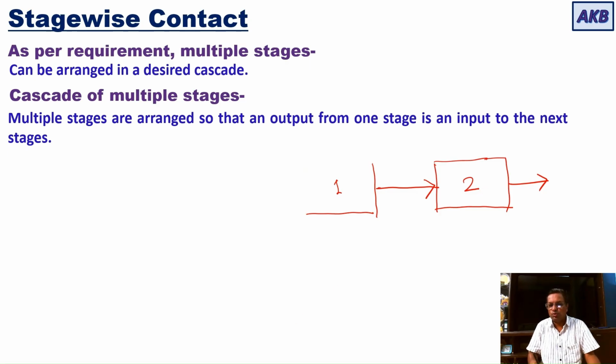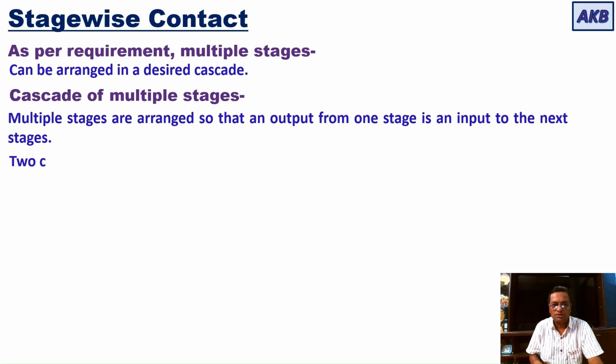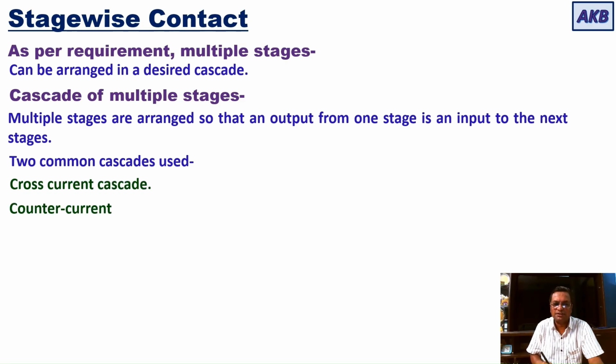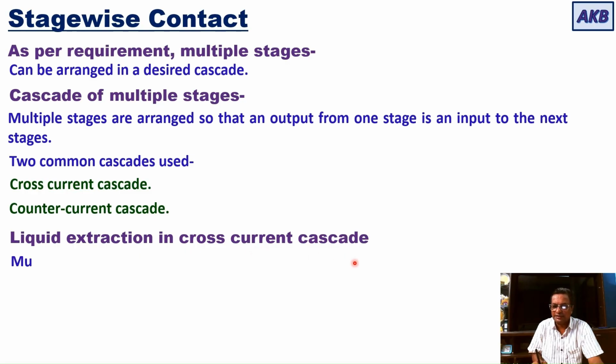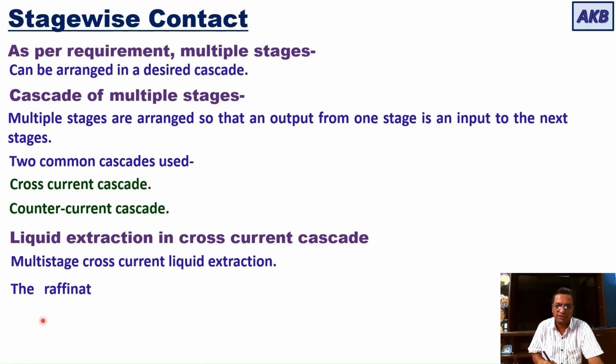Two such cascades are very common in liquid extraction. One is the cross-current cascade and the other one is the counter-current cascade. Today we are going to talk about the cross-current cascade. In my future videos, I'll be talking about the counter-current cascade. Liquid extraction in a cross-current cascade we call multi-stage cross-current liquid extraction.